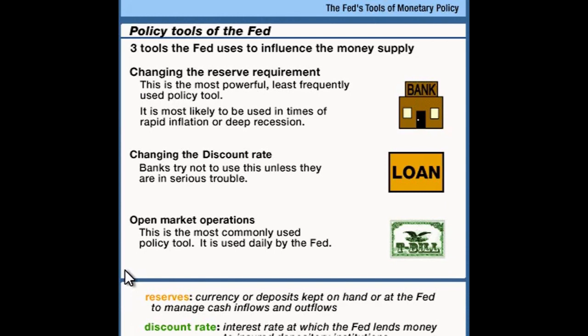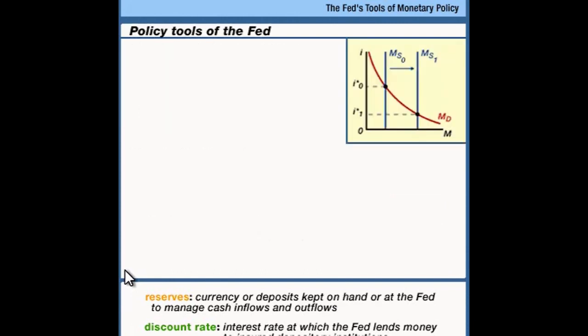Right, so how do these tools work? Let's go back now and look at our map of the money market. Here's our map of the money market, the quantity of money and the price of money, which is the interest rate. The demand for money is represented on the red curve, and the blue curve shows us the Fed's supply of money that the Fed has determined in the market.